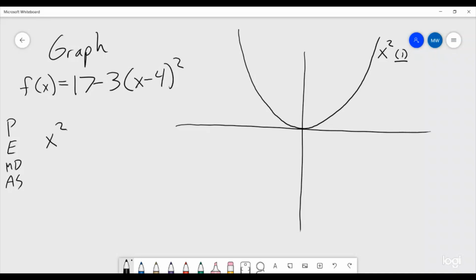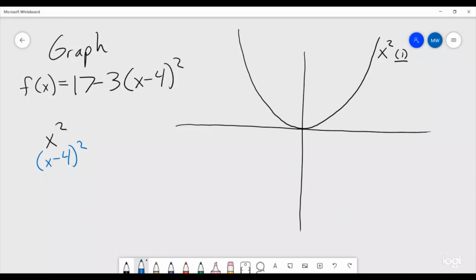Because we have these parentheses here, under the (x − 4)², that's going to be the next thing we want to do. So we want to figure out what's the next function we're going to do. That is going to be, let's do this one in blue, (x − 4)². So think about this for a moment. What is that doing?